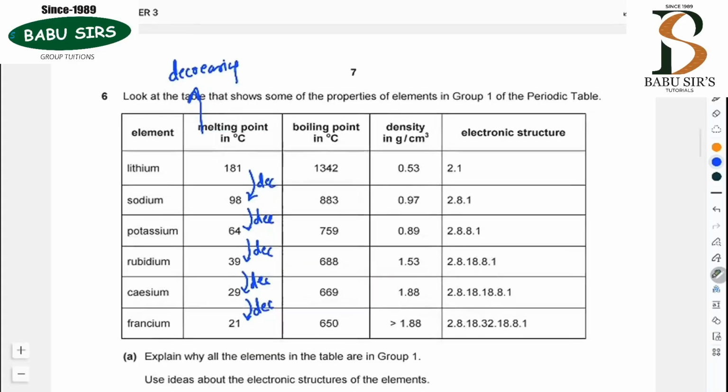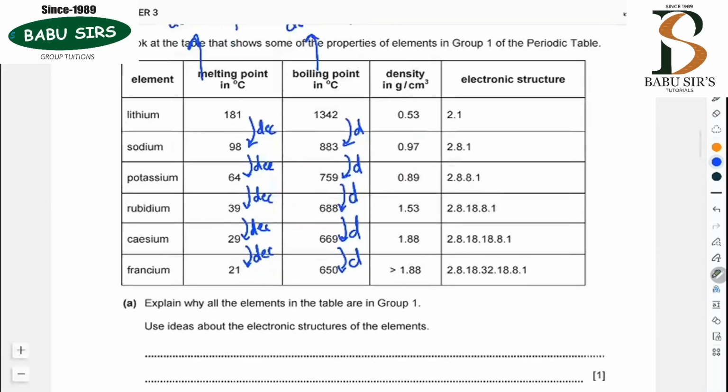Now we'll check the boiling point, the second part. Here again it is decreasing, again decreasing, again decreasing, and again decreasing. So boiling point also shows a decreasing trend.